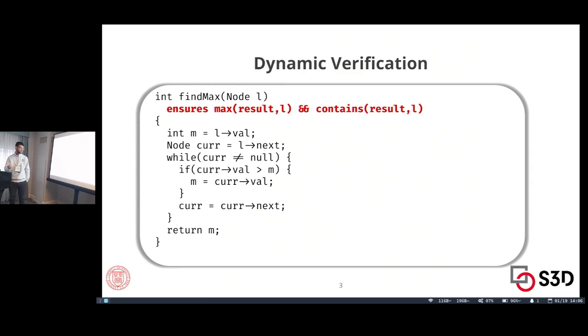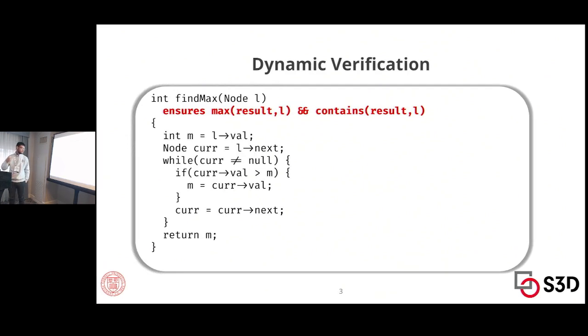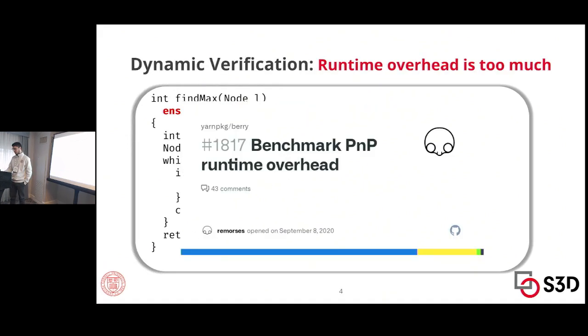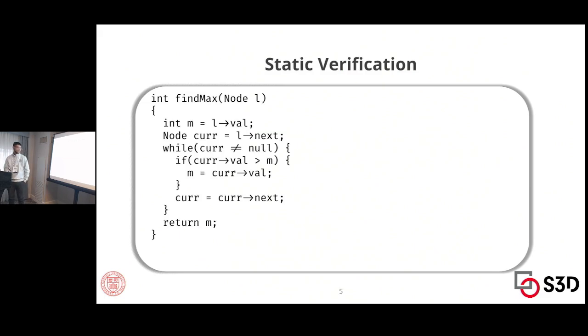As you can probably see, this is going to be very computation heavy, because it's going to run every single time. So we have a lot of runtime overhead, and also, unlike static verification, dynamic verification doesn't provide the reassurance that the functions are going to be true for every possible execution of find max, because it runs at runtime. So now let's look at static verification instead.